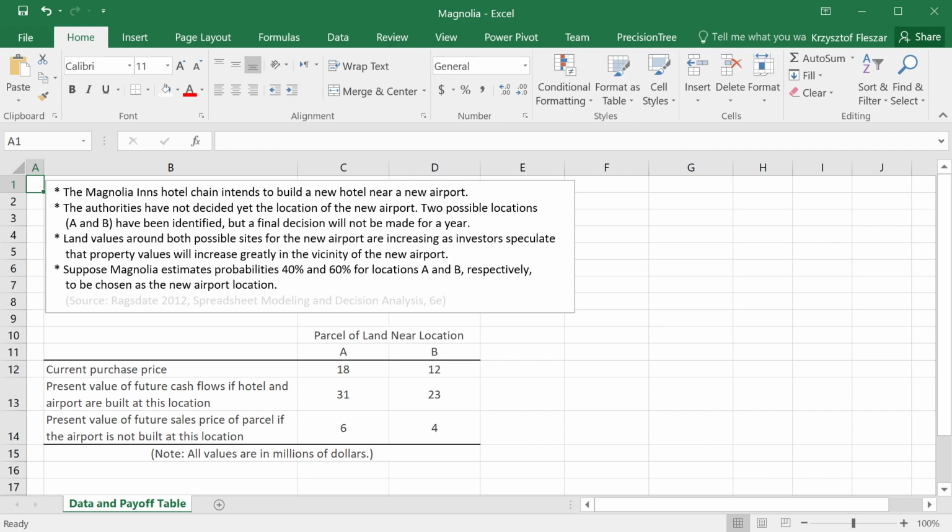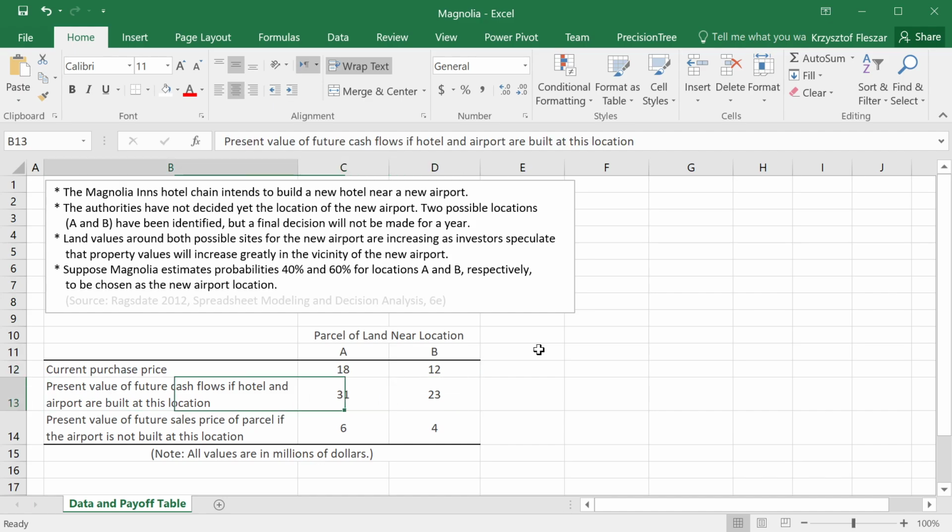You see the data of this problem in this table here. So we have two parcels of land that we identified. One is near location A, a potential location of the airport, and the other is near location B, which is another potential location. Currently, we can buy the parcel for $18 million near location A and $12 million near location B. And we have done a lot of analysis to determine the present value of all future cash flows if a hotel and the airport are built at the same location.